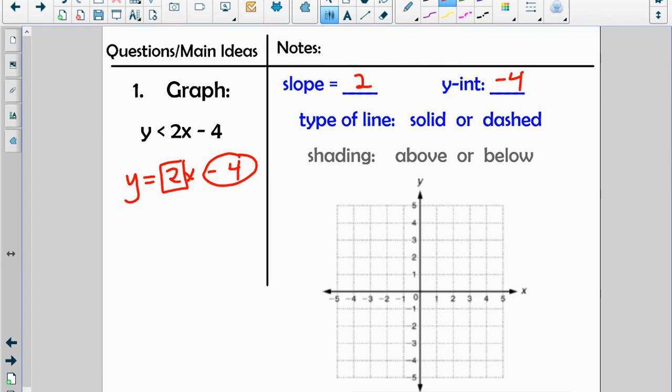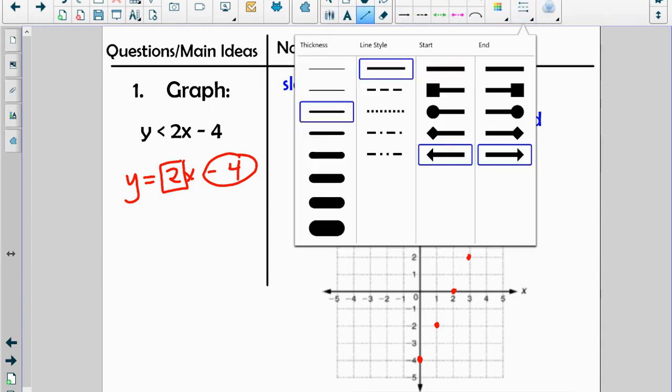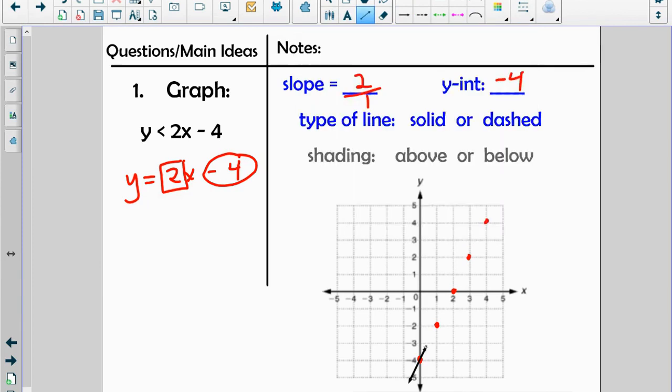So we're going to go ahead and get our boundary all set up. I'm going to start by plotting the y-intercept at -4. I'm going to use my slope. Remember, I can turn that into a fraction by putting a 1 underneath it. I can see my rise over run. Rise 2, run 1. And I want to do this as many times as I have room for, because I have to split my graph in half, and then I have to shade one side or the other. So here's my boundary line.